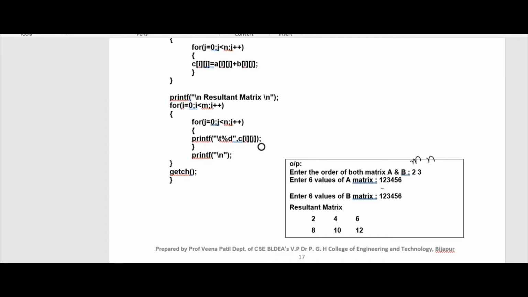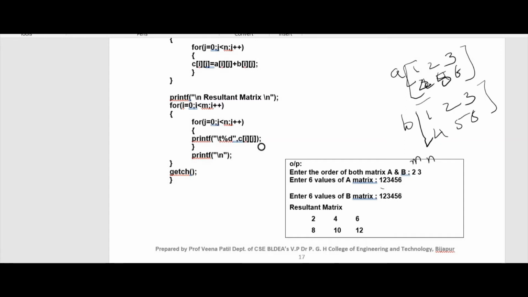So how will it be stored in the array? It should be stored in the array as 1, 2, 3 and 4, 5, 6. Sorry, it is 2 rows, 3 columns: 1, 2, 3, 4, 5, 6. So it should be stored in this fashion. Similarly for B also, it should be stored in the same fashion, that is 2 rows, 3 columns. Right.